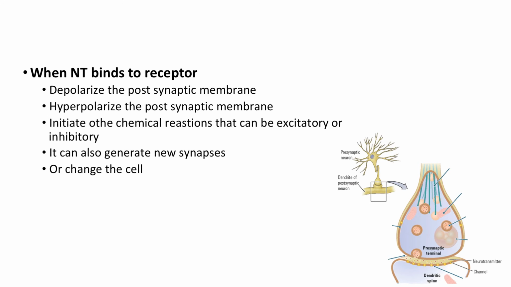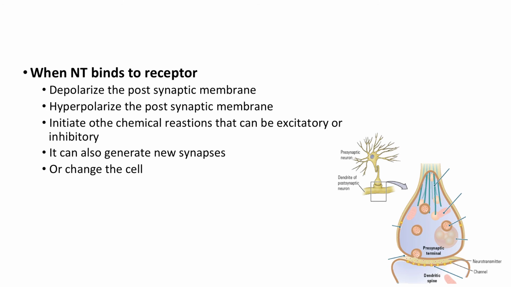Okay, so what happens when a neurotransmitter binds to the receptor? Whenever you see NT, I'm talking about neurotransmitter. There are a bunch of things that can happen. The first thing that can happen is they can depolarize the postsynaptic membrane, which means they can give a little EPSP to the dendrite. And if you have enough of those EPSPs, you all know what will happen. The postsynaptic cell will eventually also fire an action potential. So when they depolarize the postsynaptic membrane, they will make the next cell more likely to fire an action potential.